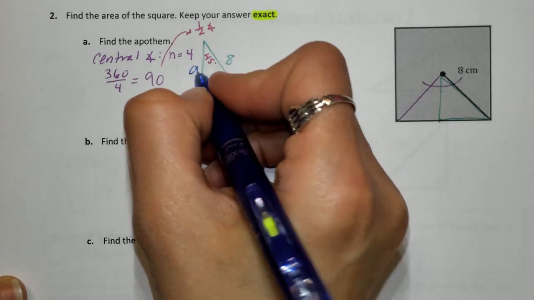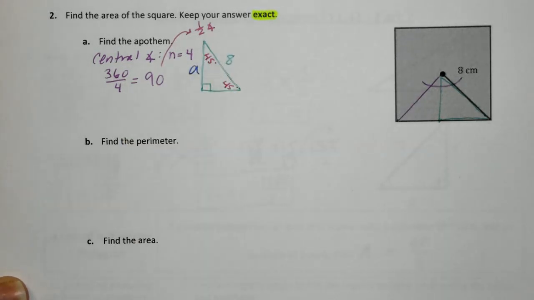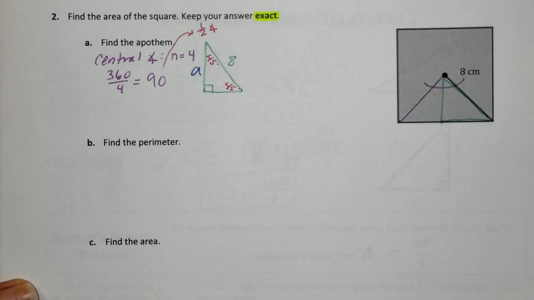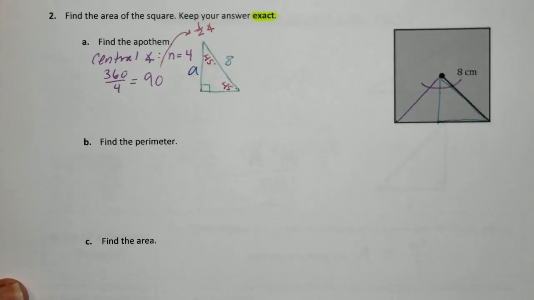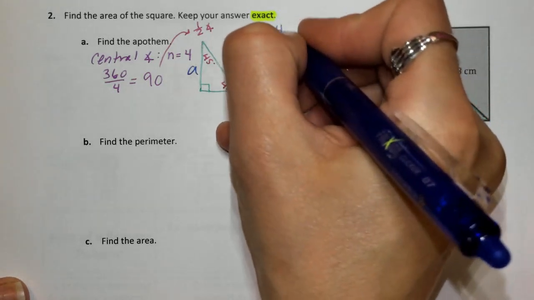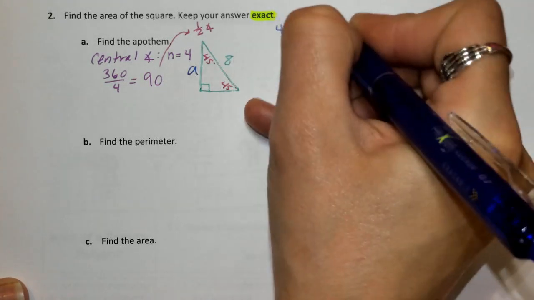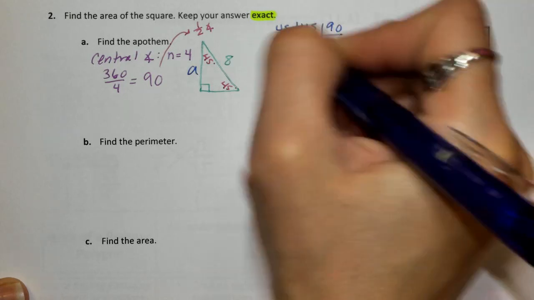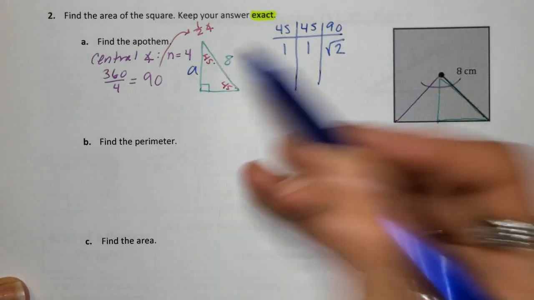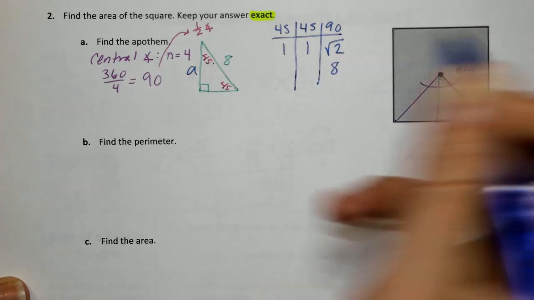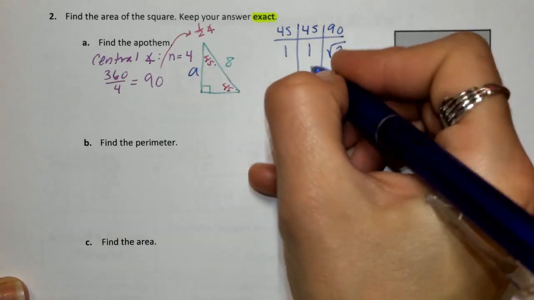And here's the apothem. So I'll go ahead and use the 45, 45, 90 so we have more practice with that. And plus, we'll see what happens on problem number 3 at the bottom. We have the 45, 45, 90 table. Here we have across from the 90 is 8. And the apothem is across from the 45.